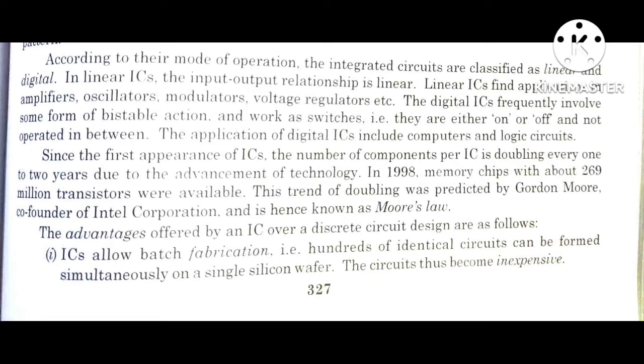The advantages offered by an IC over a discrete circuit design are as follows. ICs allow batch fabrication, that is, hundreds of identical circuits can be formed simultaneously on a single silicon wafer. The circuits thus become inexpensive.